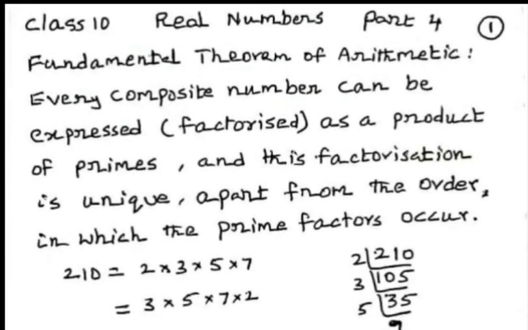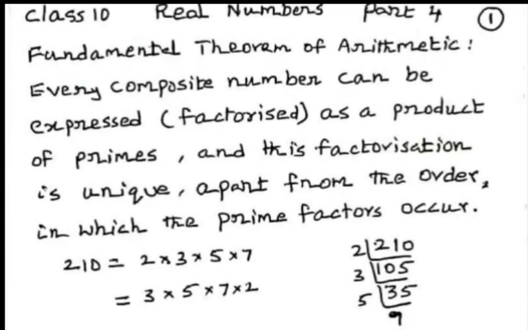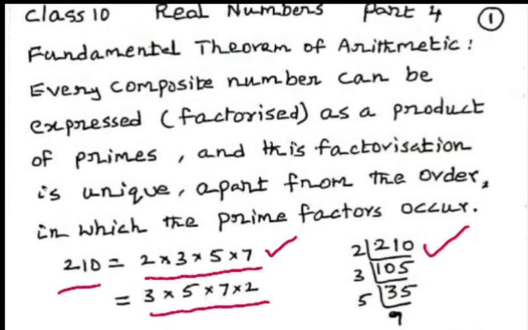Let us consider one example. 210. We have found the prime factors for 210. So 2, 3, 5, 7 are the prime factors for 210. The order is not important here. Only the values, that is prime numbers, are considered. 2, 3, 5 and 7. The product of this gives us the composite number 210.